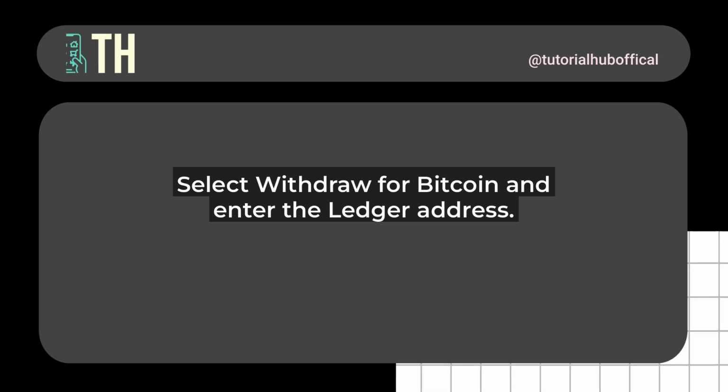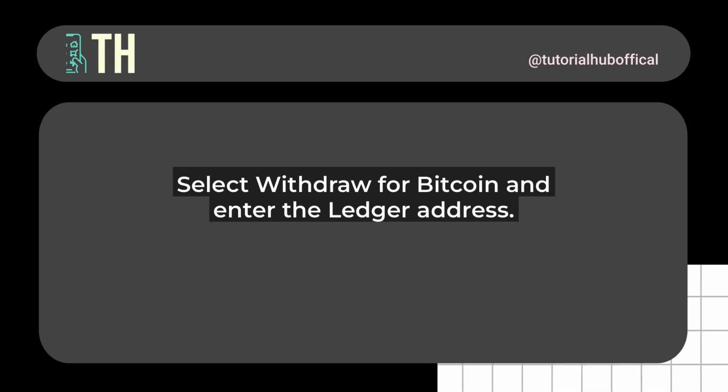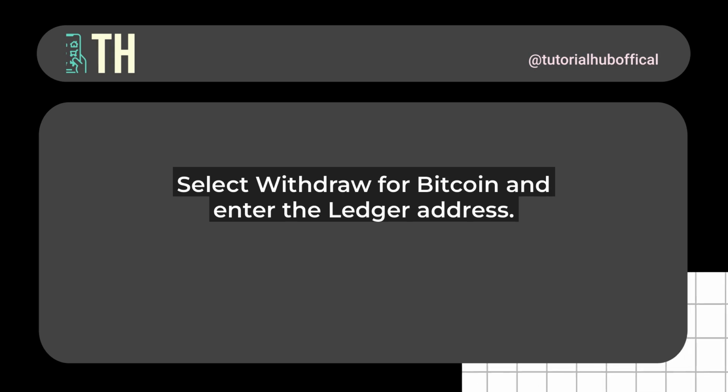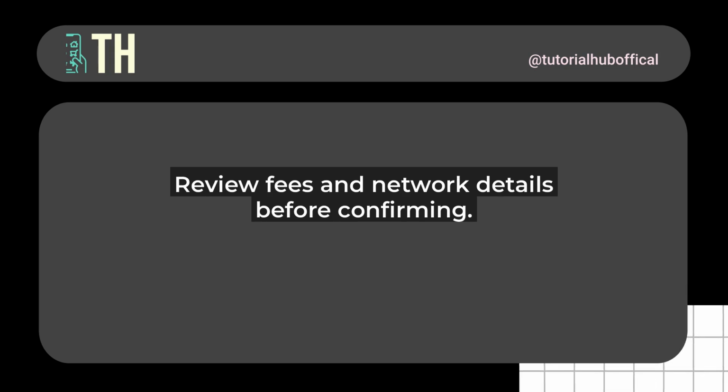Before confirming, take a moment to review the withdrawal fee and network details. Kucoin typically uses the Bitcoin network, so ensure everything matches. Hit confirm, and you'll get a verification code sent to your email or phone. Enter that to proceed. Once submitted, the transaction will be broadcast to the blockchain.